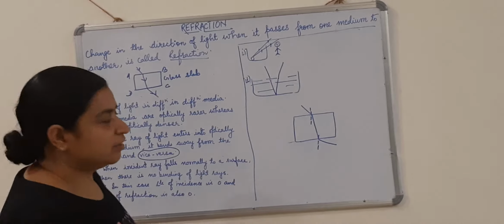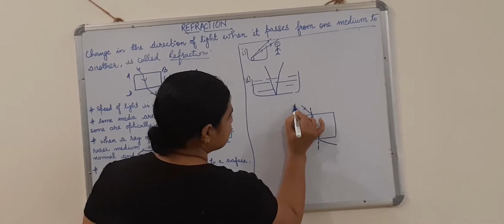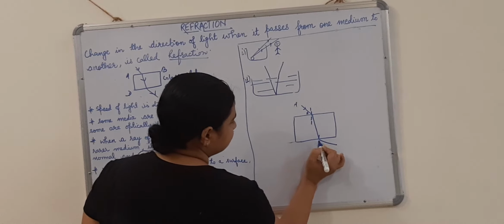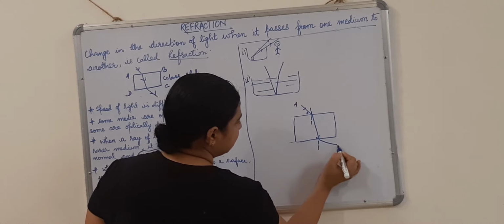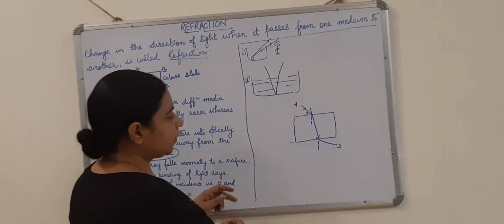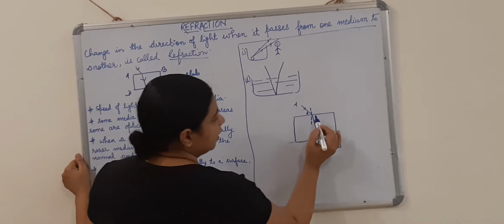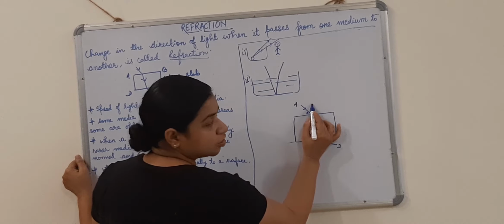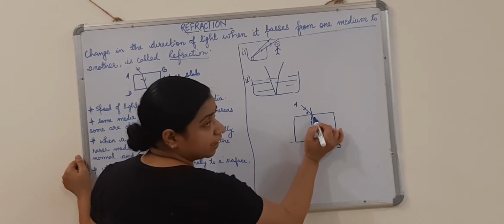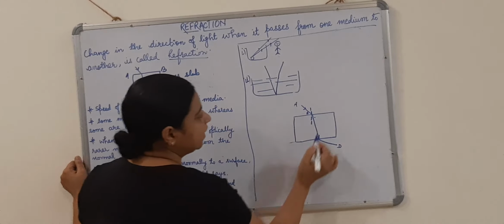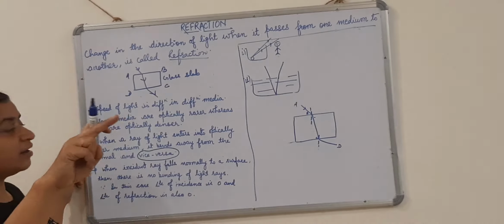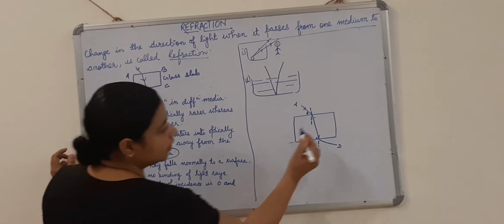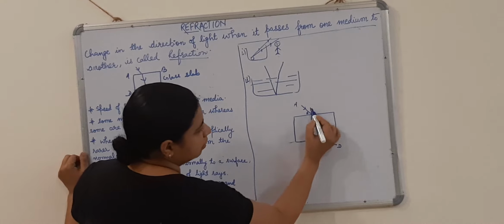Now what is the angle? This is the incident ray AB, and B, C, D. In this case, the light is entering from air into glass. That is, air is an optically rarer medium, glass is an optically denser medium. When light enters from an optically rarer to an optically denser medium, it will bend towards the normal.